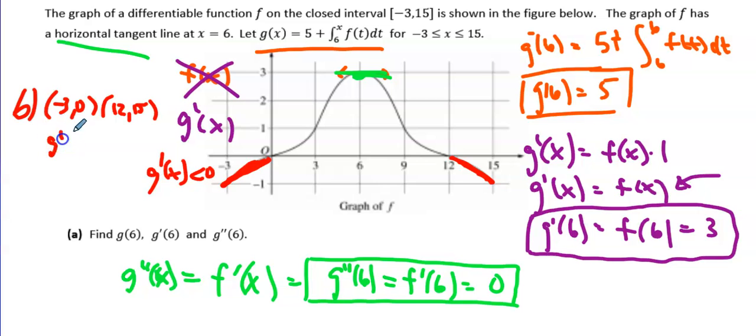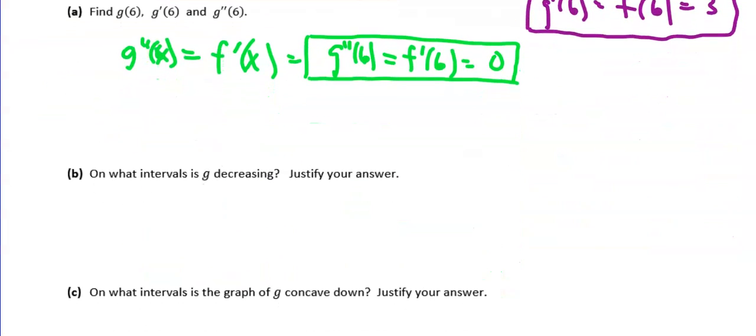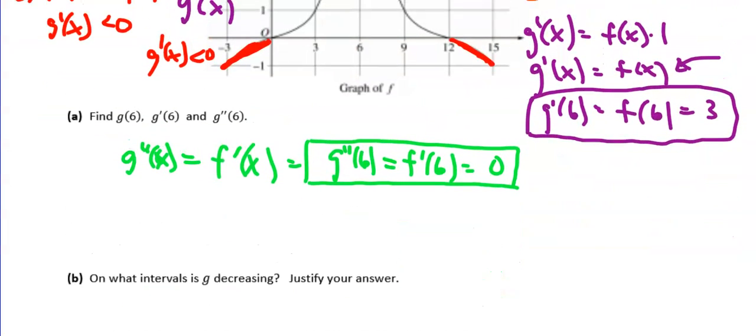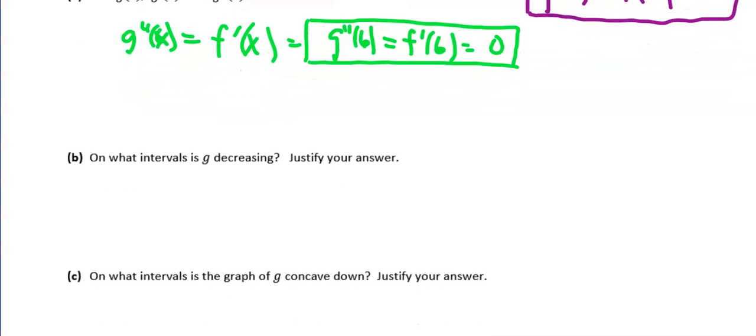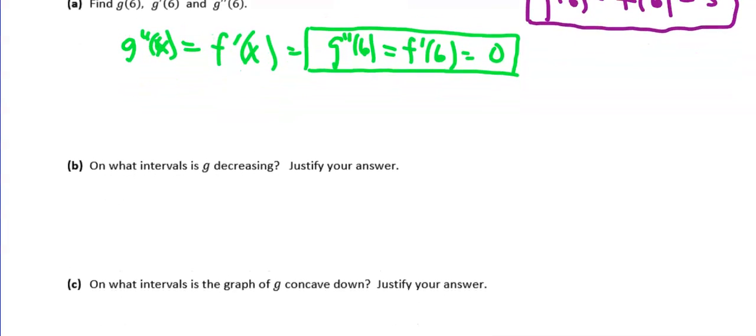And the reason why, ladies and gentlemen, is that g prime of x is less than 0. Right, this value, this slope is negative, right? These are the slope values. So if we're negative down here, then we're going to be decreasing. So hopefully that makes sense for that particular problem. Justifying your answer is the fact that g prime of x is less than 0. On what intervals is the graph concave down?